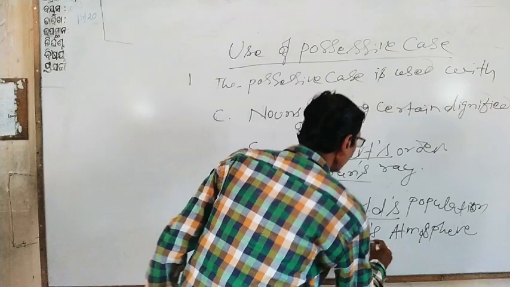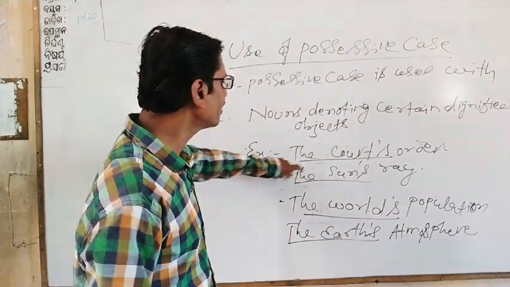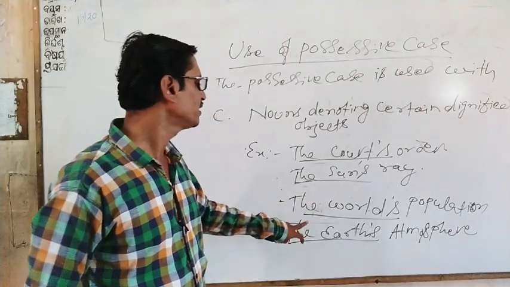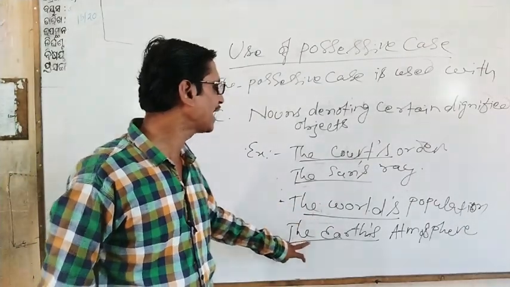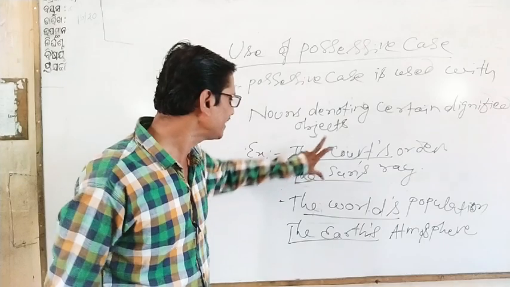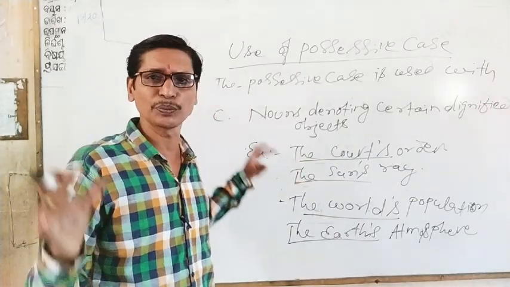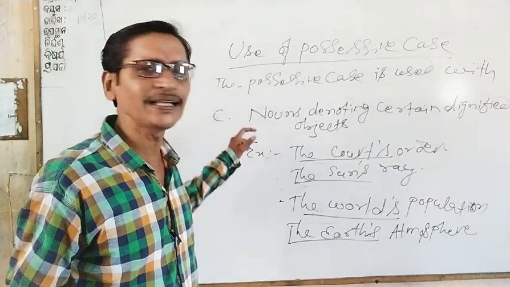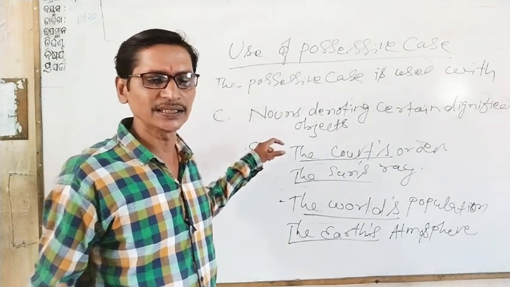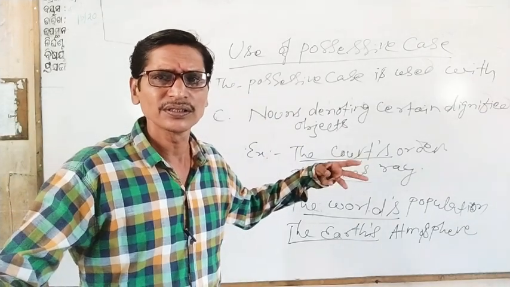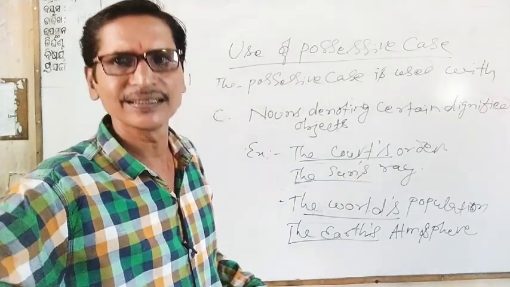So here the court's order, the sun's ray, the world's population. These words are dignified objects, therefore we use possessive cases for them. Okay, next we will discuss some other nouns. Okay, let's do this.